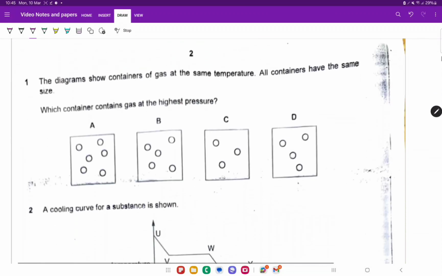The first question of this paper is: the diagram shows containers of a gas at the same temperature, and all containers are the same size. They are of the same size and same temperature, that is, the volumes are the same. Which container contains gas at the highest pressure?